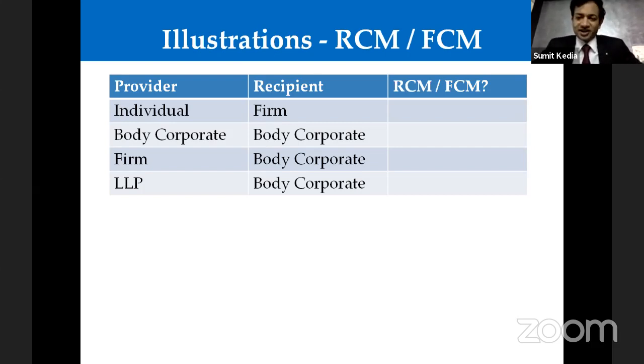Third case, provider is a firm, recipient is a body corporate. In this case, if you see, both the conditions are satisfied. Provider is not a body corporate and recipient is a body corporate. RCM is applicable. In the fourth case, provider is an LLP and recipient is a body corporate. Yes, this question becomes interesting because here is the LLP. Many times you have confusions whether an LLP is a body corporate or a partnership.